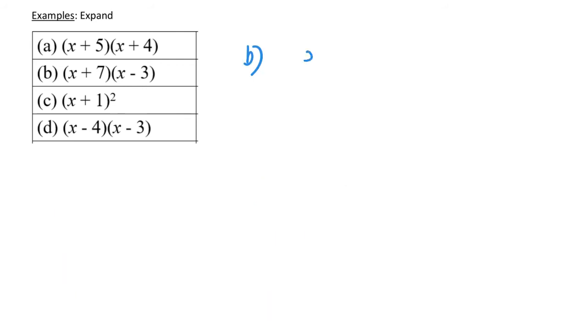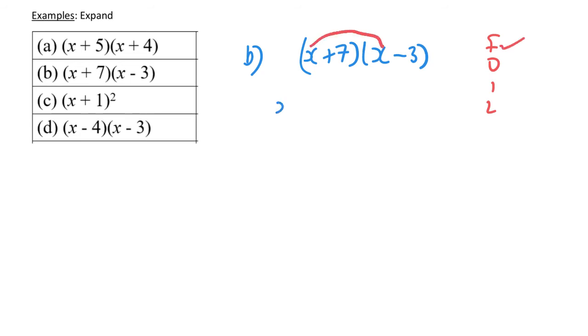Example B then, we've got x plus 7 upon x minus 3. I'm going to use FOIL just for this one. So we multiply the first together, so that's x times x, and that's x squared. Then I go to the outside ones, so that's x and minus 3, and that gives us minus 3x. Then I need to do my inside terms, so that's 7 and x. And 7 times x is 7x.